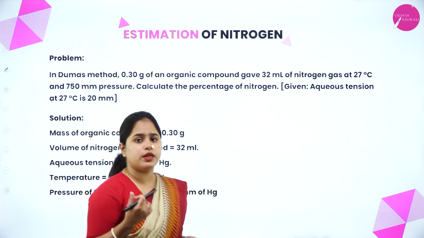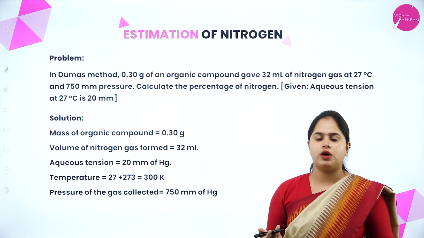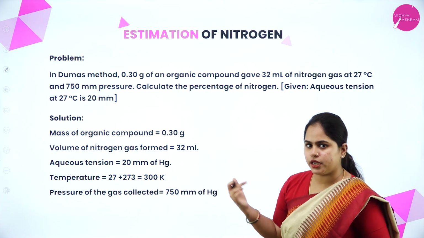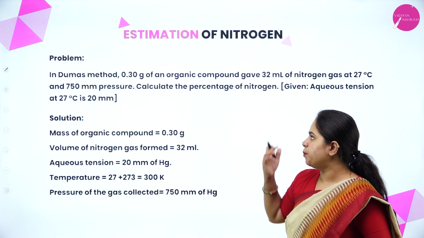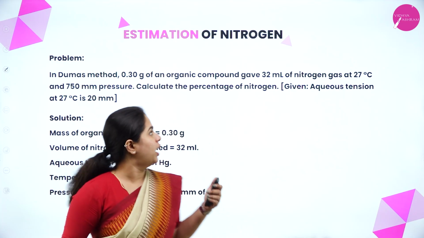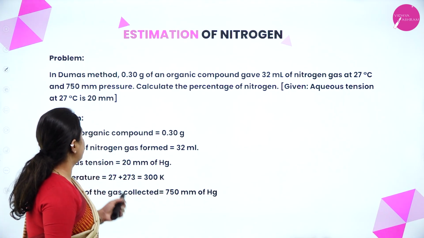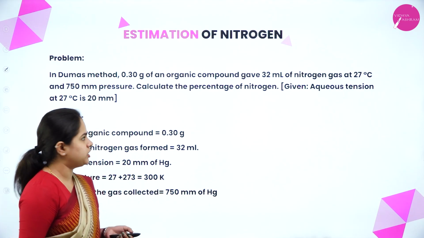So, this was the first method to determine the percentage of nitrogen, that is the Dumas method. Now, let's do a numerical based on it. In the Dumas method, 0.30 gram of an organic compound gave 32 ml of nitrogen gas at 27 degrees Celsius and 750 mm mercury pressure.